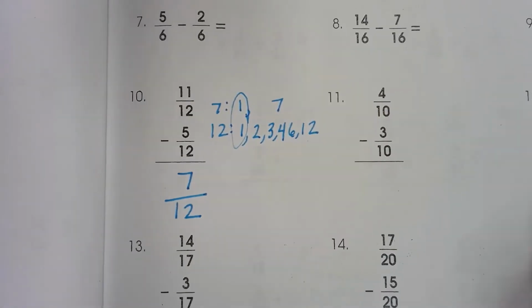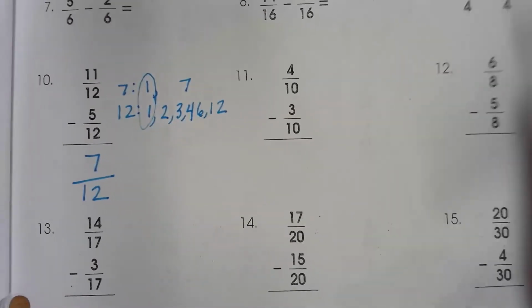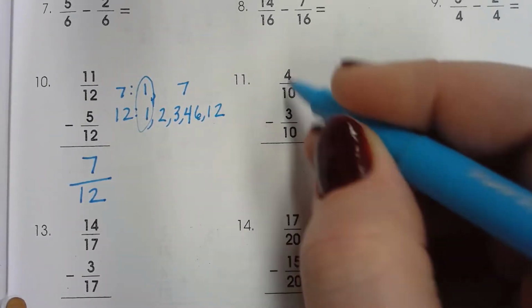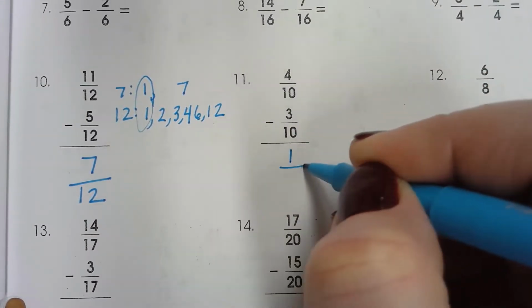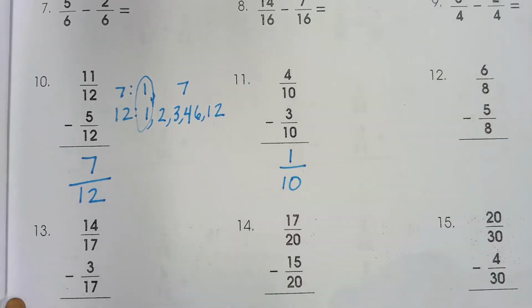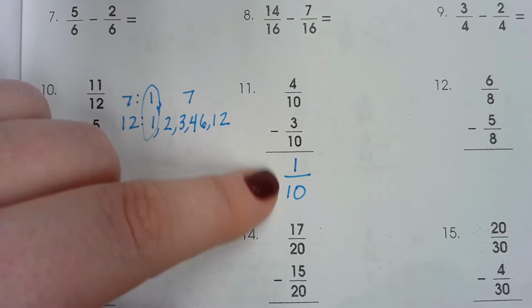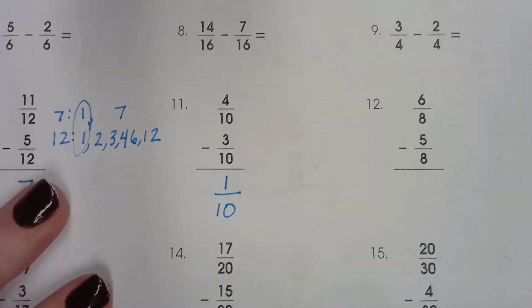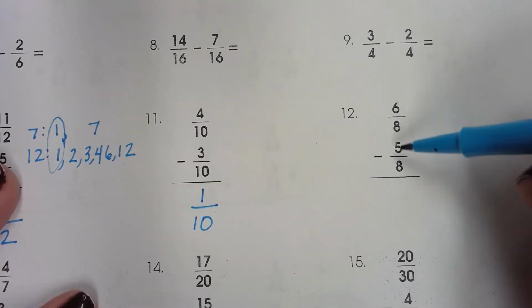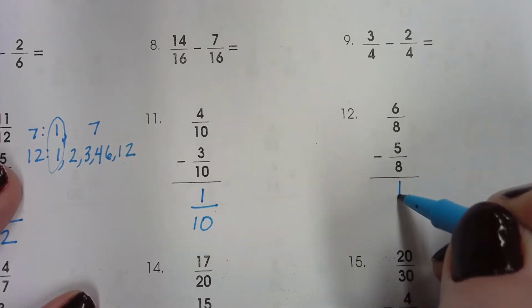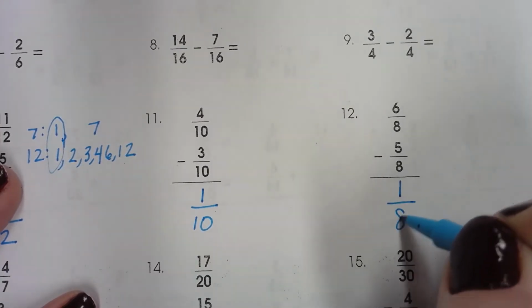Okay. Let's take a look at number 11. 4/10 minus 3/10. 4 minus 3 is 1, and my denominator is 10. I can't get simpler than a 1 in my numerator, so this is simplest form. Okay. Let's take a look at 12. 6/8 minus 5/8. 6 minus 5 is 1. My denominator stays an 8.